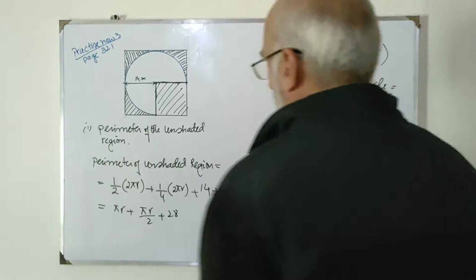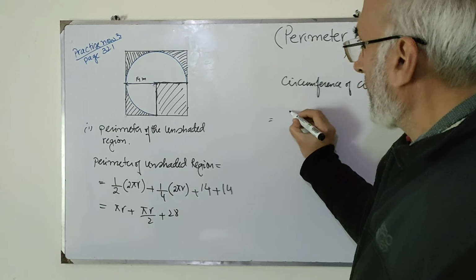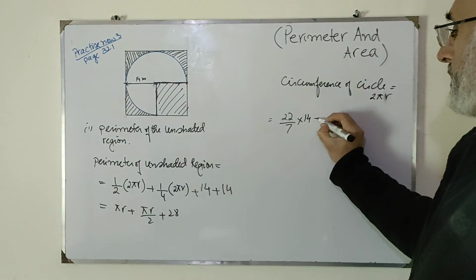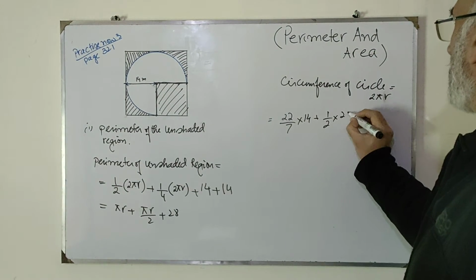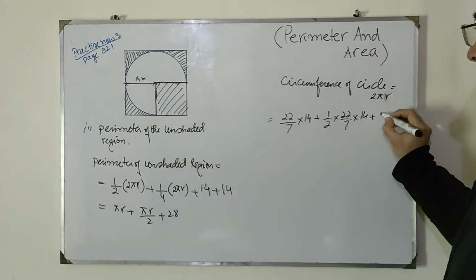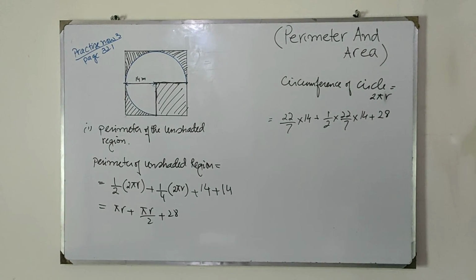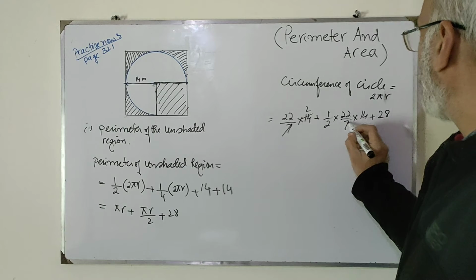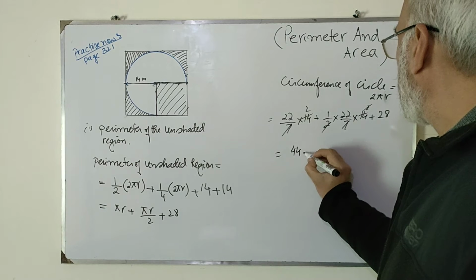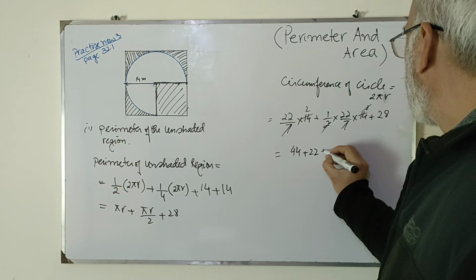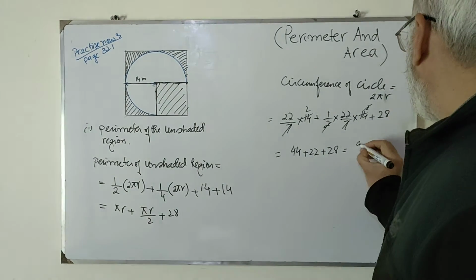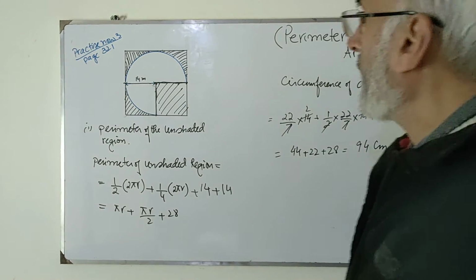Now it will be 22 over 7 into 14 plus 1 over 2 into 22 over 7 into 14 plus 28, right? So 7 twos are 14, and this goes with this. So it is equal to 44 plus 22 plus 28, which is 94 centimeters.